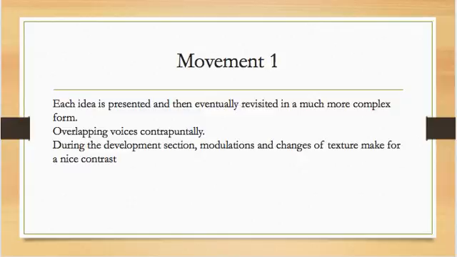Again, there are several overlapping voices contrapuntally, and then during the development section, modulations and changes of texture make for a very nice contrast. There are two motives that appear right during the beginning, and then repetition always brings back variation, again, on these same ideas or small little motives. The formal development section takes place in 6/8 time, which is very characteristic of Mozart rhythmically throughout this entire string quartet.